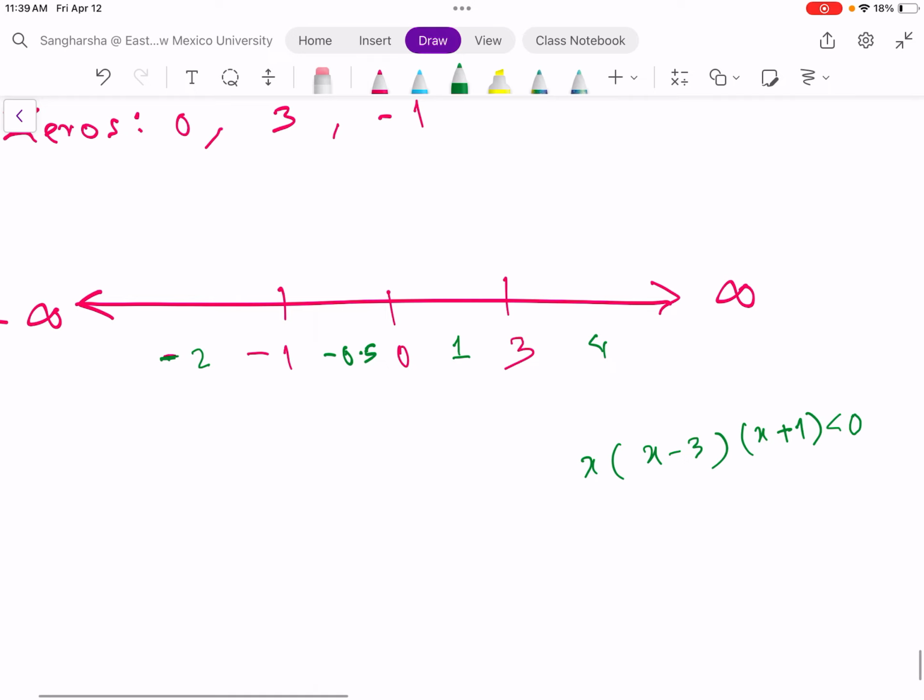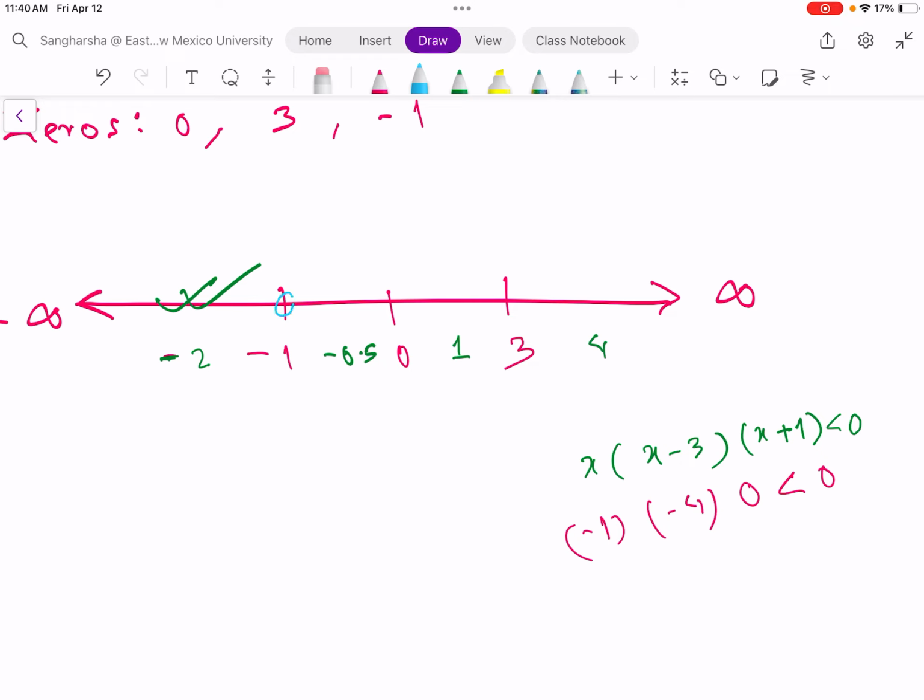If you choose x equals negative 2, you have negative 2, negative 2 minus 3, that is negative 5, negative 2 plus 1, negative 1, less than 0. Is it true or false? We get a negative number when we multiply this. So this is our solution. Now what about negative 1? Let's check negative 1. If you substitute negative 1 for every x, negative 1, negative 1 minus 3, negative 4, negative 1 plus 1, 0, less than 0. True or false? It's false. So negative 1 is not a solution.